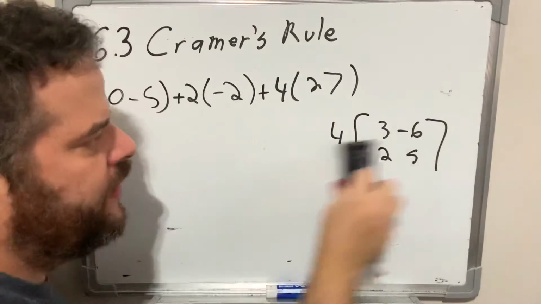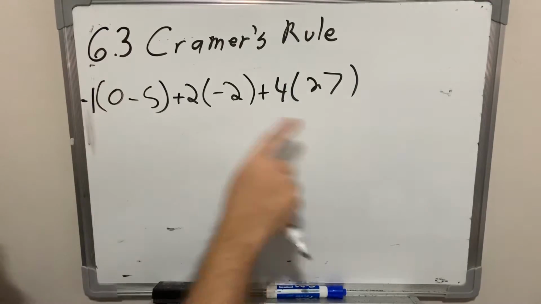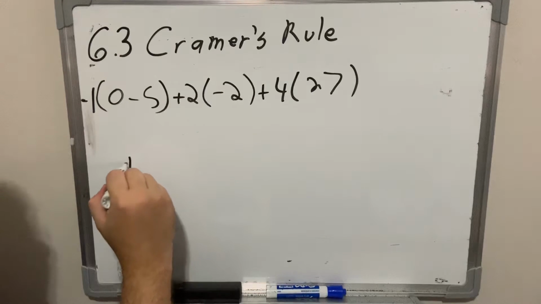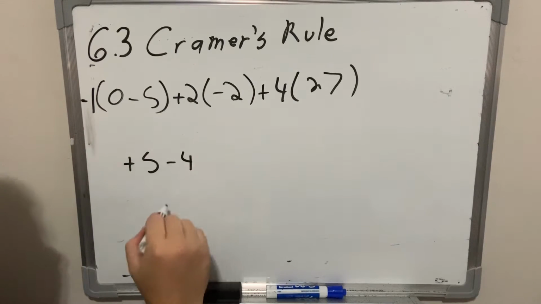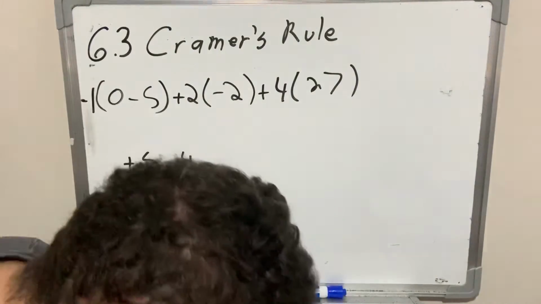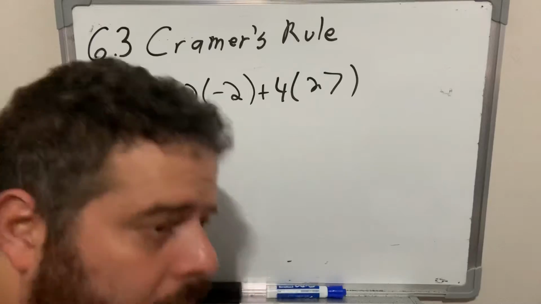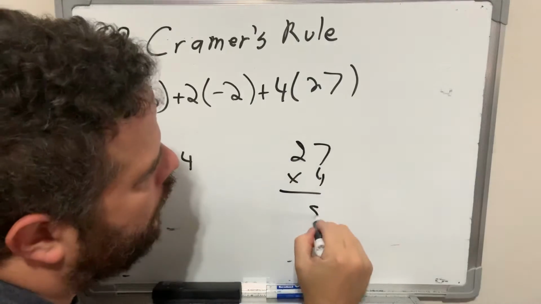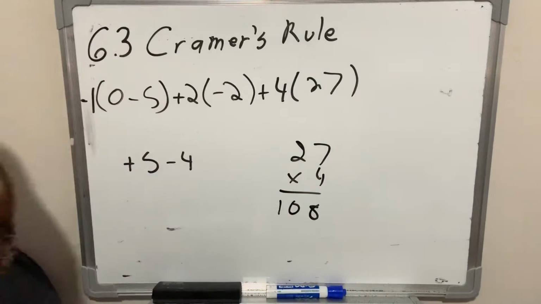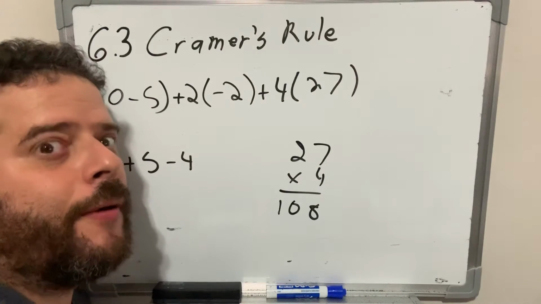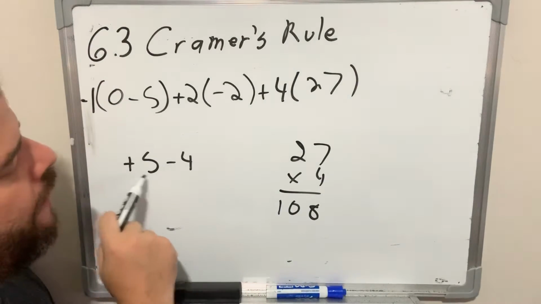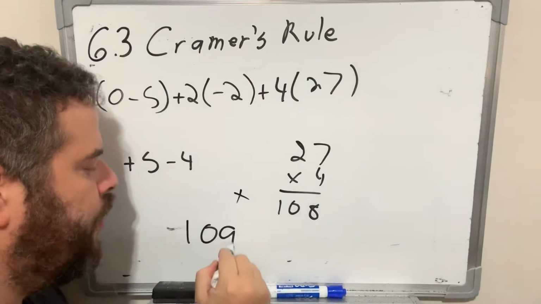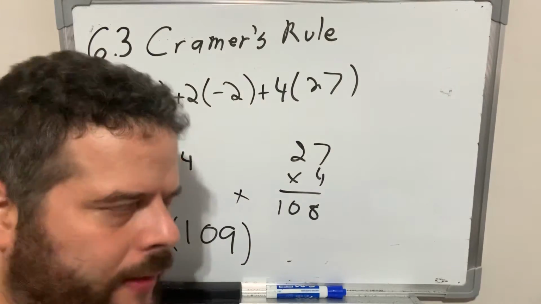So now I'm going to add all this, and that's going to give you the determinant of your 3x3 matrix. -1 times -5 is +5, minus 4, 4 times 27 is 108. I'm not thinking very fast today. So 5 minus 4 is 1, and you add that to the 108, the determinant of the 3 by 3 matrix is 109.